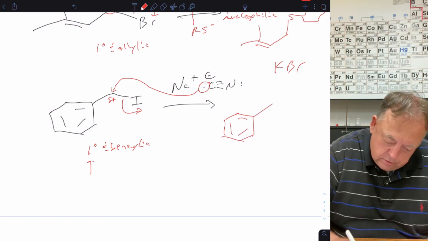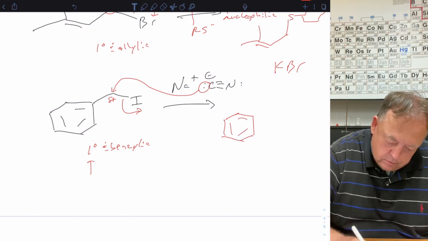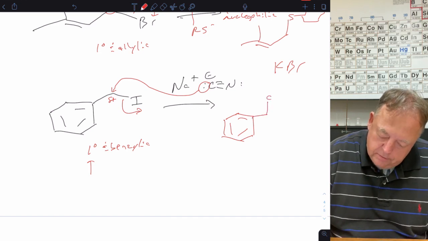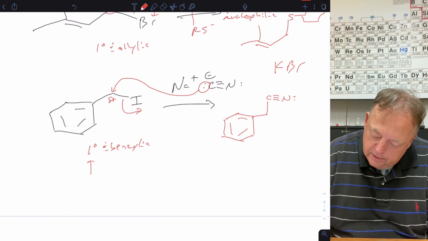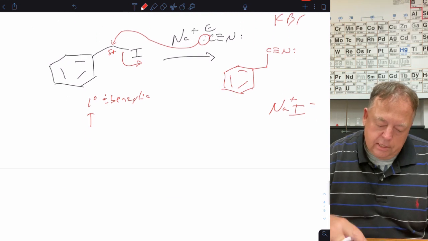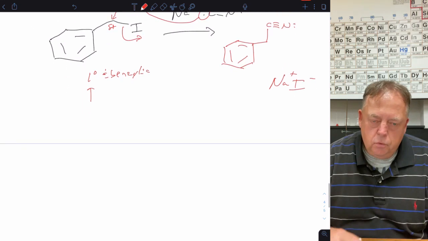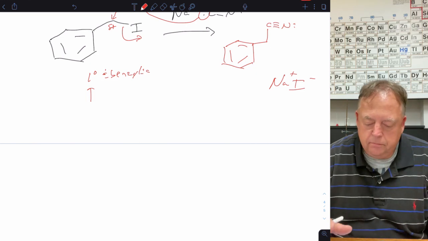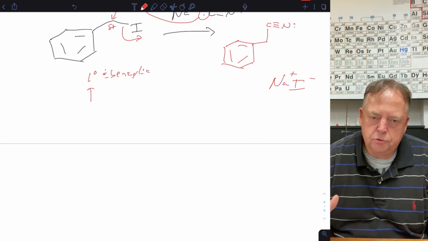So now CN is attached to that carbon, and nitrogen is just tagging along, and you would get sodium iodide as a side product. Okay, so those are some characteristics of an SN2, so we'll stop this video there. In the next video, we'll do some more characteristics of SN2 and do some more examples.